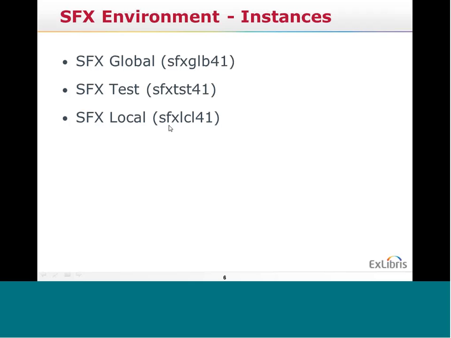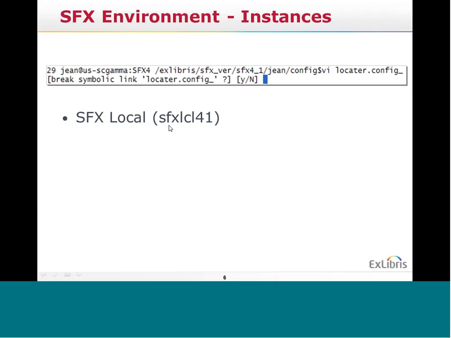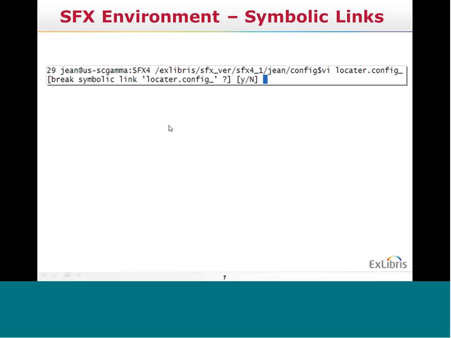Now, the local instance also stores only the data that is specific to your library, such as activation statuses, whether a target service and object are active or not. And it also contains local data. So, for instance, your local threshold information, any linking parameters, any local parsers that you've created, and so on. All of the files for SFX exist in the global instance, and they're what we call symbolically linked to the local instance. So the local instance uses the symbolic links to refer back to the files in the global instance.